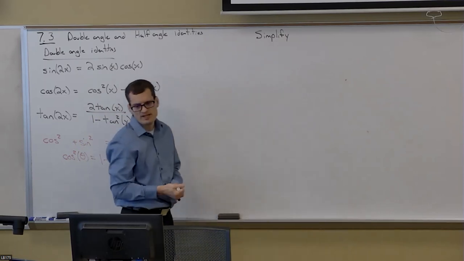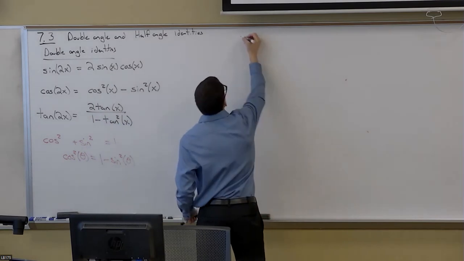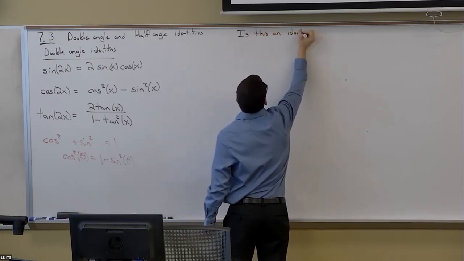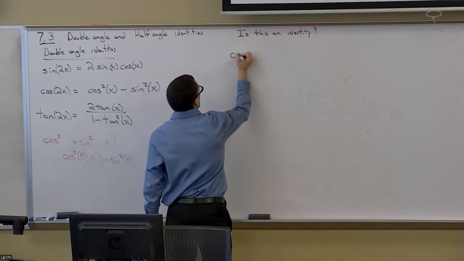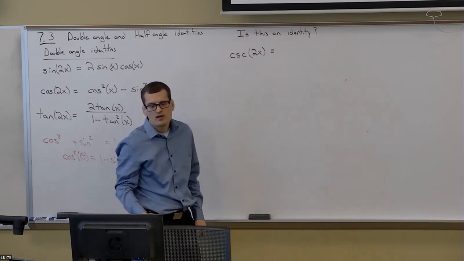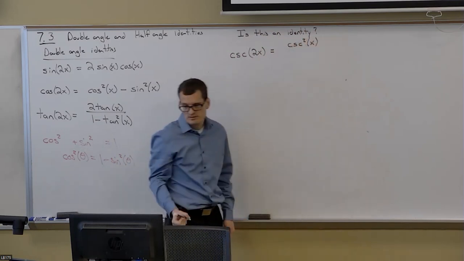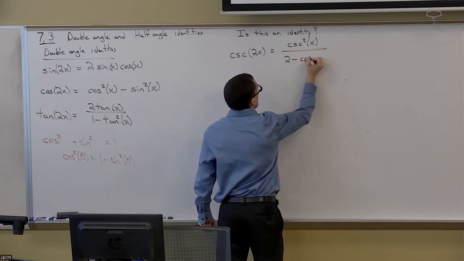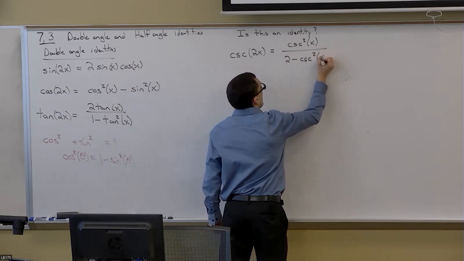Let's do another. Something that deals with double angles. And I'll do it this way. Is this an identity? Is this true or false, in other words? Okay. Let's do cosecant of 2x is equal to cosecant squared of x divided by 2 minus cosecant squared of x.